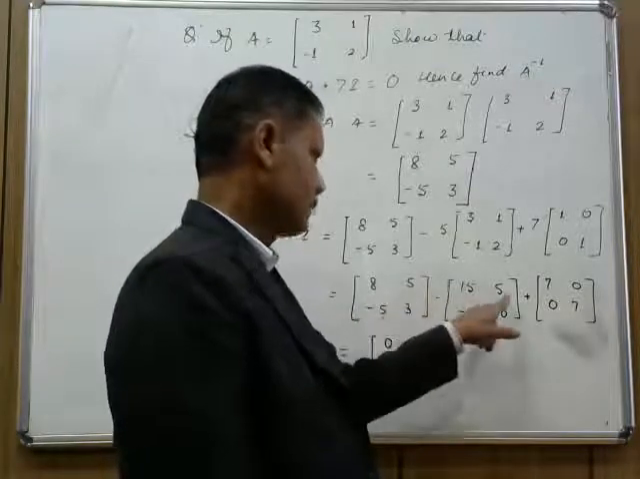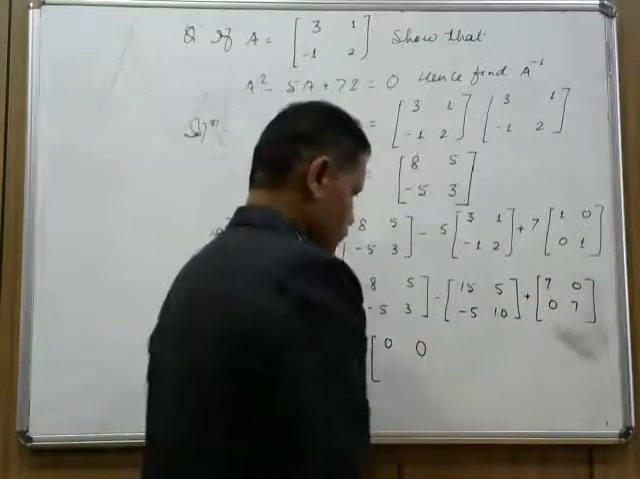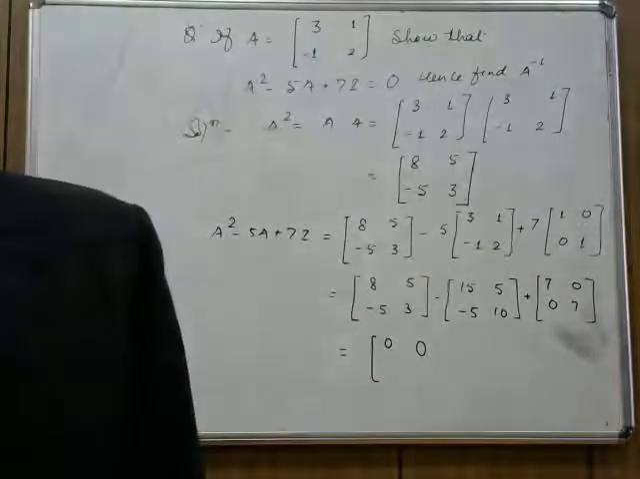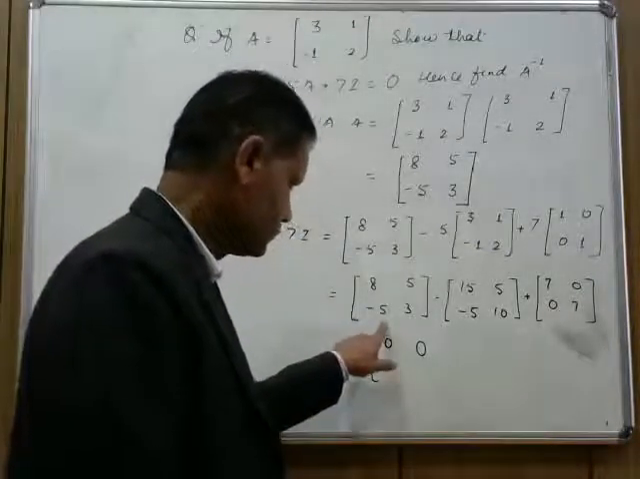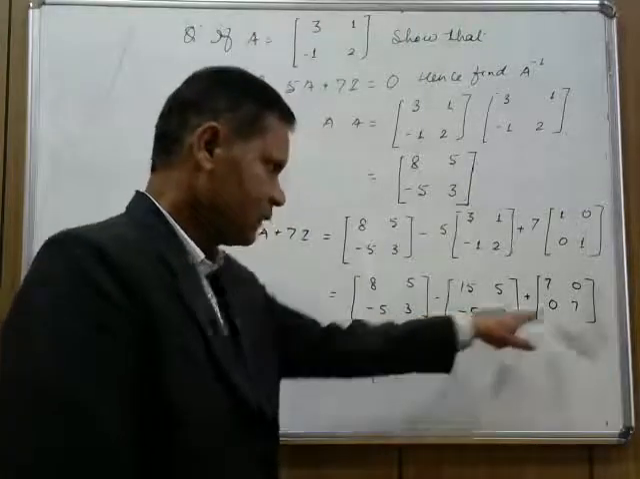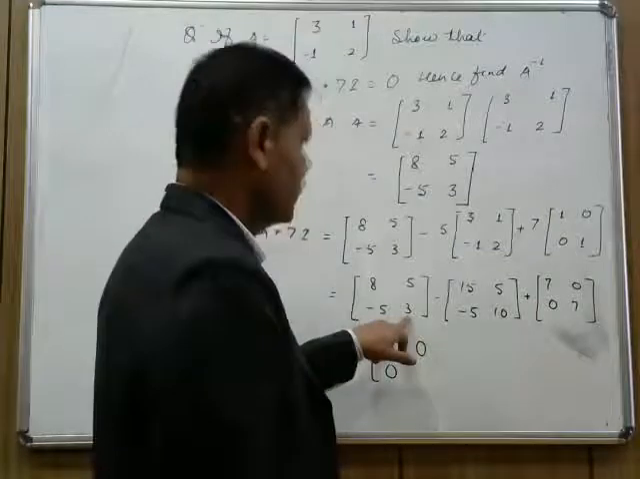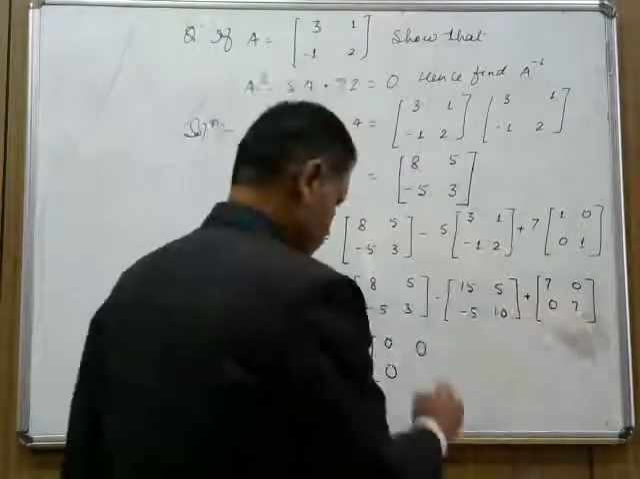5 minus 5, 0 and 0. What I will get? 0. Right? Here minus 5 plus 5, 0 and 0. What? 0. 3 minus 10 plus 7, 0.